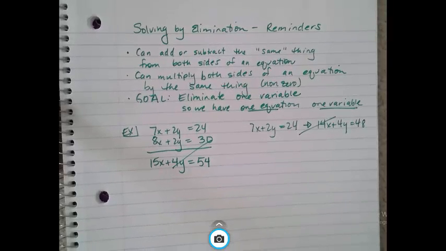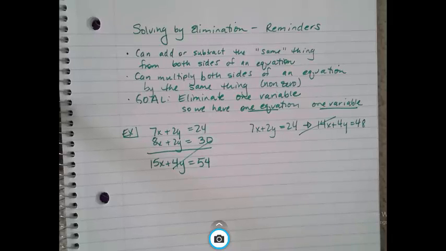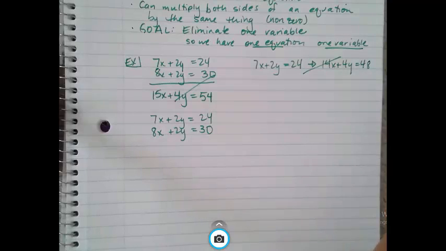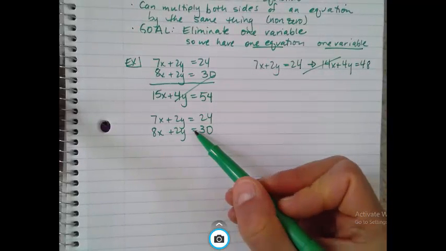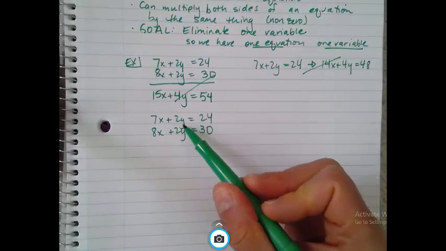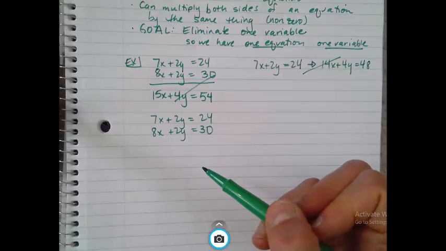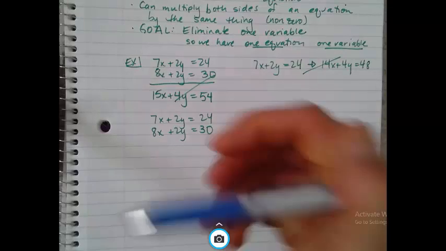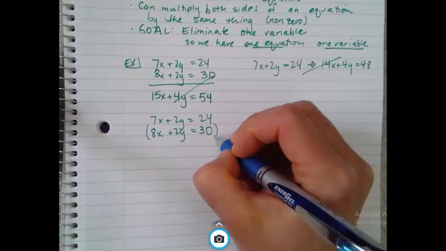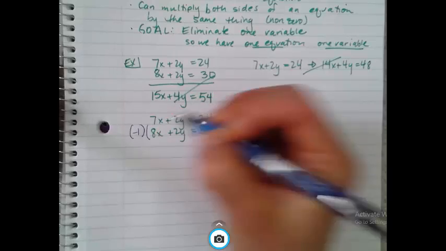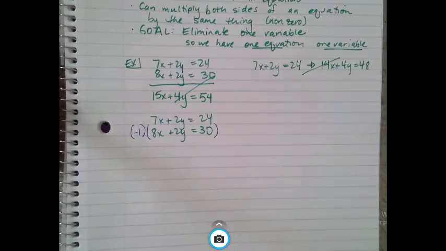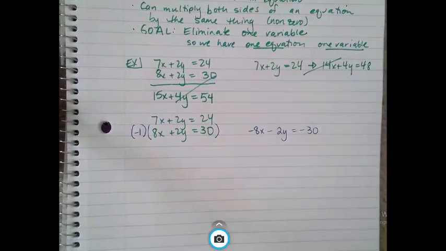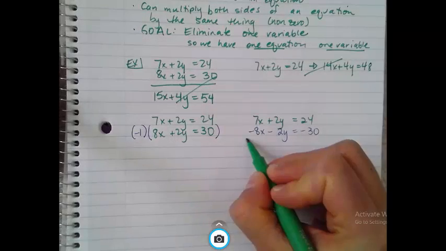Because remember, what I want to do is eliminate one of the variables. So you might notice if I subtract the second equation from the first equation, the y's will be eliminated. What I'm going to do, which is the same thing as subtracting, is multiply the second equation by -1. And the reason why I do that is I just find that students make fewer mistakes when they do that. The top equation I'm going to keep the same.